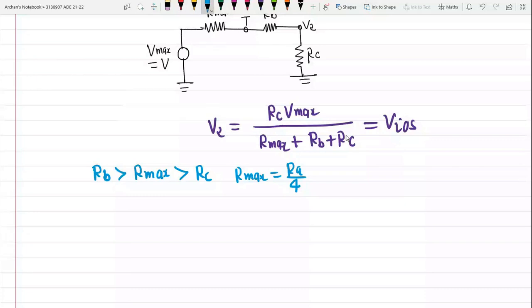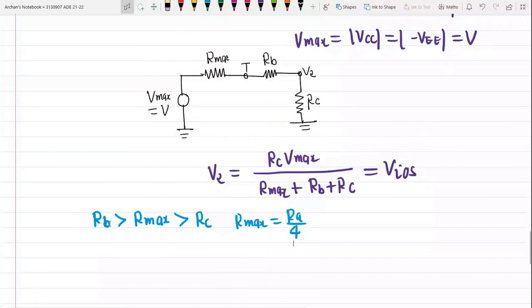So the value of RC will be smallest, and that is what I have written over here, right? The bias current and the current through RC are derived from the current through this resistance RB. The current through RB will be smaller than the current through RA, and that will give us this scenario: RB is greater than R max is greater than RC.